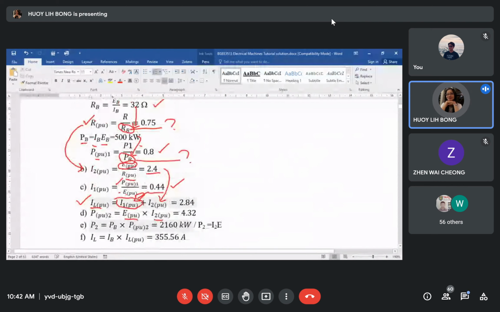And again, to find the actual power in watt or kilowatt, you use the base value. Sorry, per unit is a ratio. The base value or the rating here times the ratio, or the per unit. This is at the resistor. So that is the power at the resistor, and then the actual current, the total current. We know the base current, we know the per unit. Just put in, then you solve for the current.